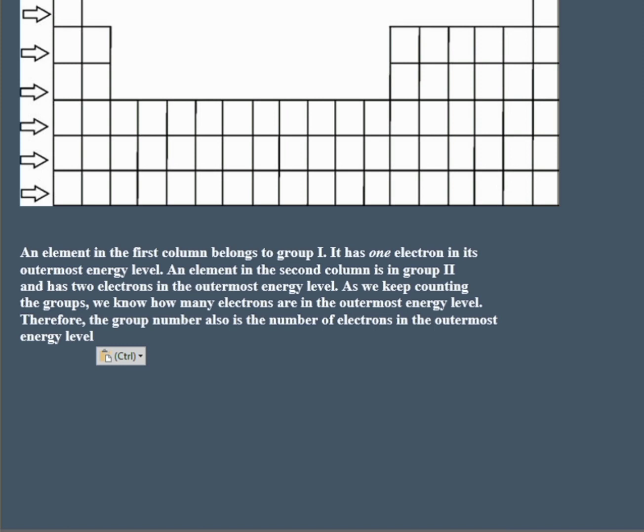Now, let's look at electron arrangement and how it can help us in indicating an element in the periodic table. Remember, we can be given an element, then we are asked to indicate where it is found in the periodic table.